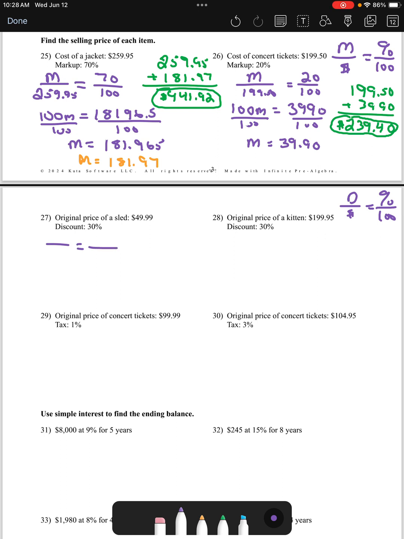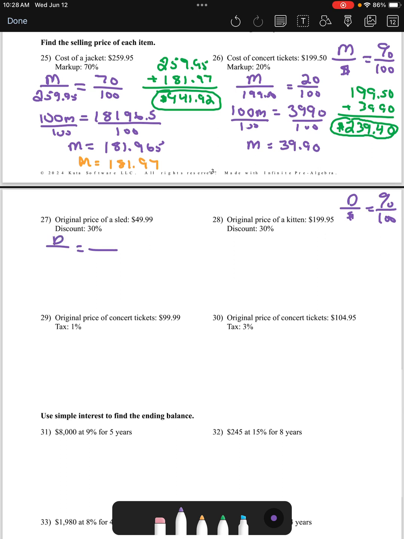So, we don't know the discount. We know the price of the sled is $49.99. We know the discount is 30%, and our bottom's always 100. When we cross multiply, we're going to get 100D equals $49.99 times 30 is 1,499.7.